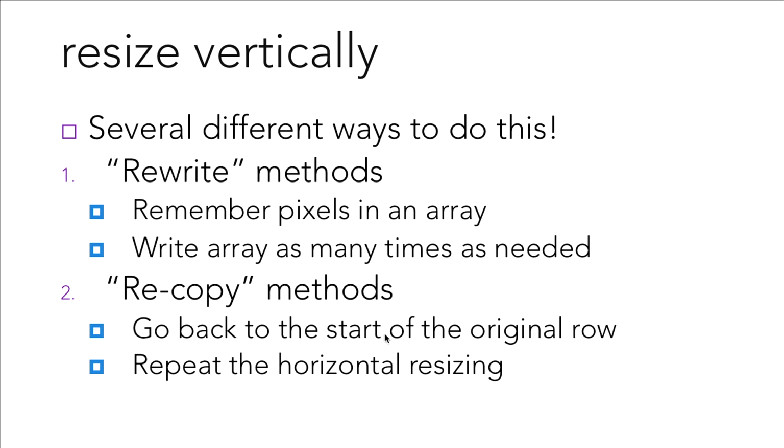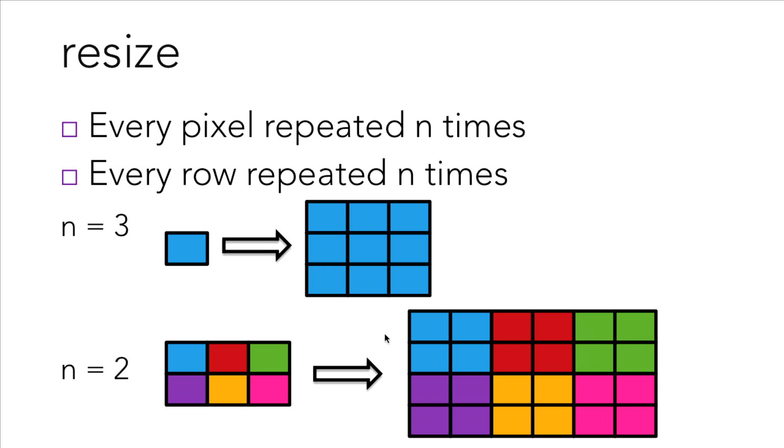Now there are several different ways to do this. So one, we can use a rewrite method in that we remember all of the pixels of a given row in an array, and then we write that array as many times as needed. Or there's the recopy method, where after reading in one row in the in file, and then writing that in the out file, adding the padding, we fseek back to the start of the original row, and then repeat the horizontal resizing from there. Regardless of the method though, you'll want every pixel to be repeated n times and every row to be repeated n times as well.